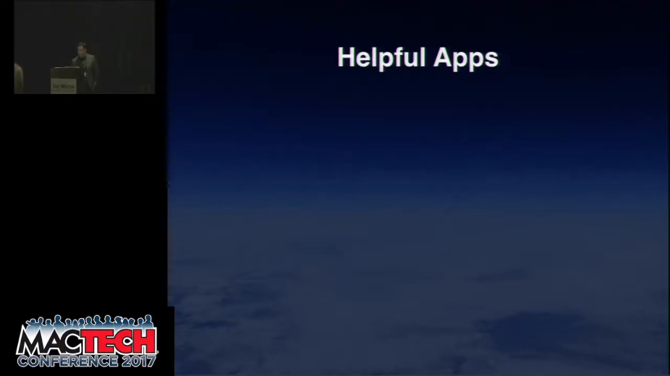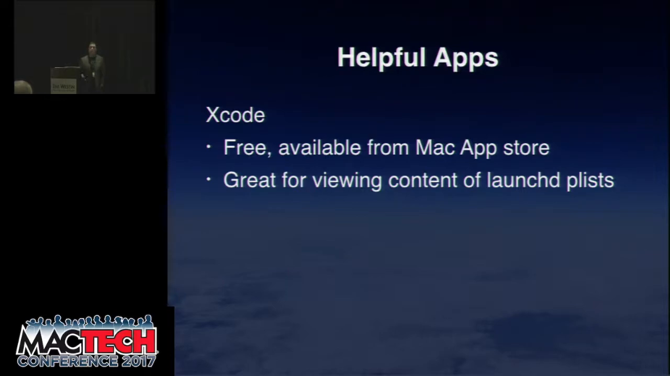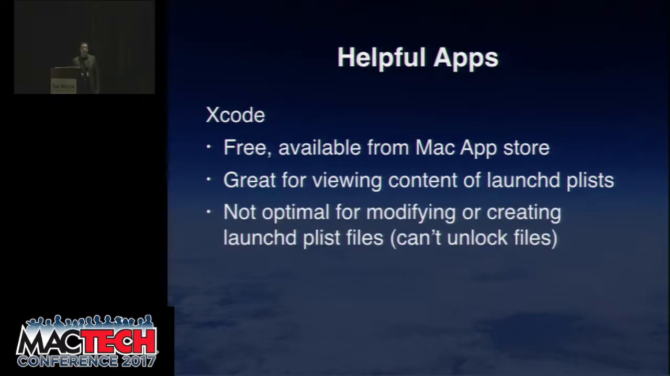The second tool is Xcode. Xcode's also free. It's available from the Mac App Store. It's great for viewing the contents of LaunchD plist files because it has a nice GUI interface as opposed to just text. However, it's also not optimal for modifying or creating LaunchD plist files. In order to modify or create a LaunchD plist file, you have to change permissions to allow you to edit it, and then you have to change them back when you're done. And Xcode does not do that.